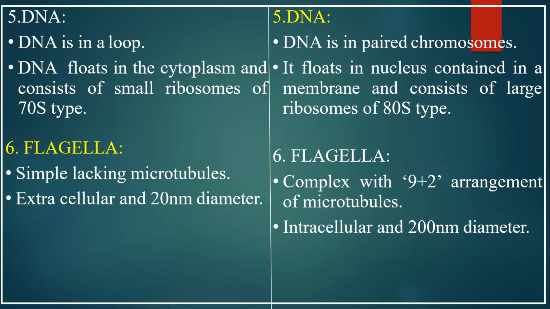While in eukaryotes you will find DNA in pairs of chromosomes. We say 24 chromosomes, so how many in total? 22 plus 2. Okay. It floats in a nucleus enclosed in a membrane. It is a covered structure. It does not move around freely in the cytoplasm, and the large ribosomes are of the 80S type.